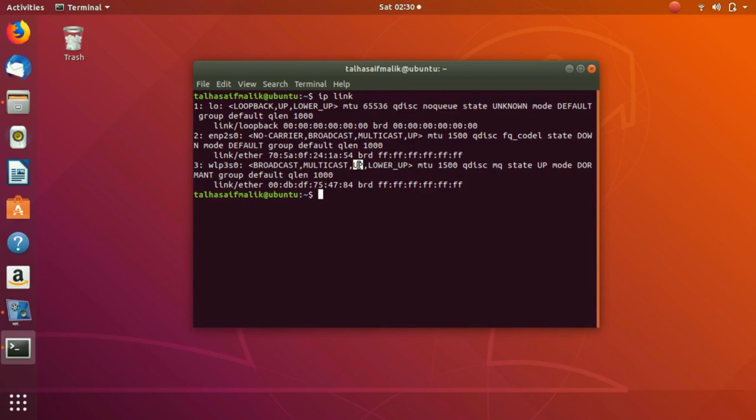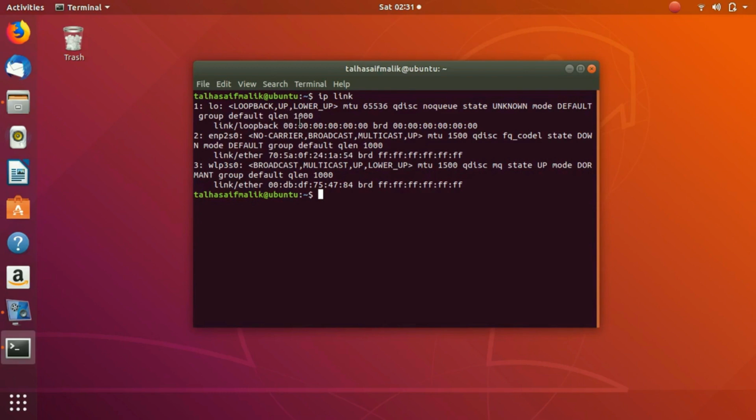It doesn't mean that you'll always be using these interfaces. UP just tells you that it is available. It doesn't mean that it is being used. It means that it is available to use. So this UP also means that the kernel thinks that this is available. This UP also means that the kernel is confirming the availability of this network user interface.